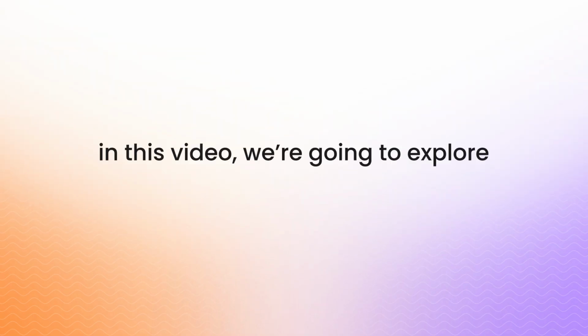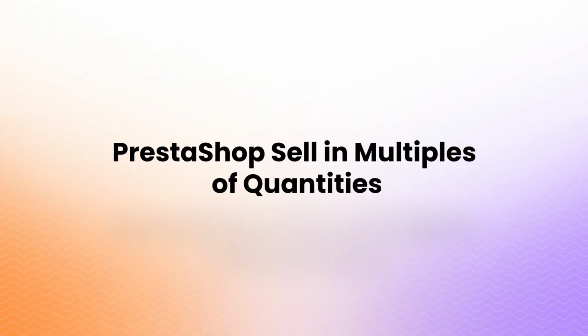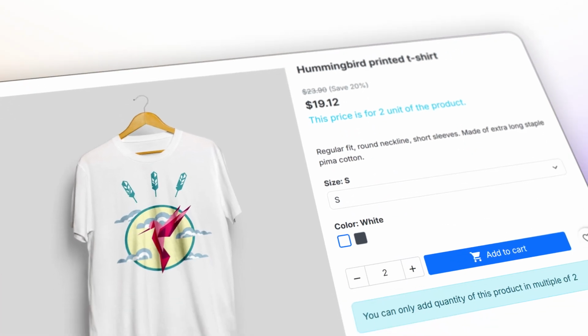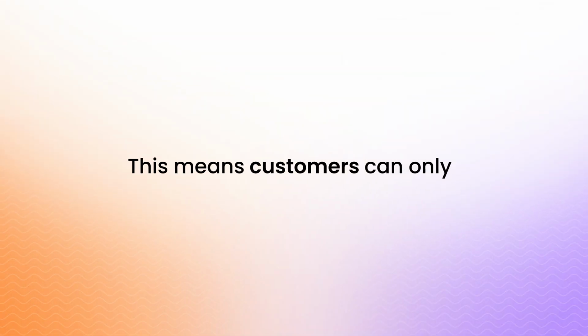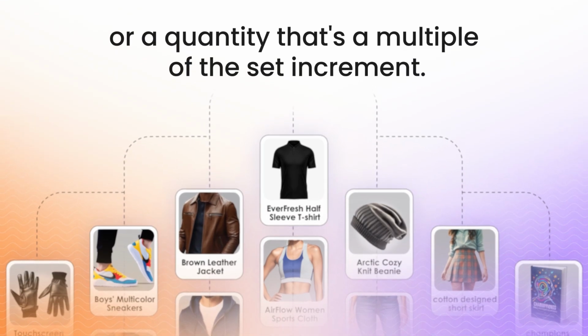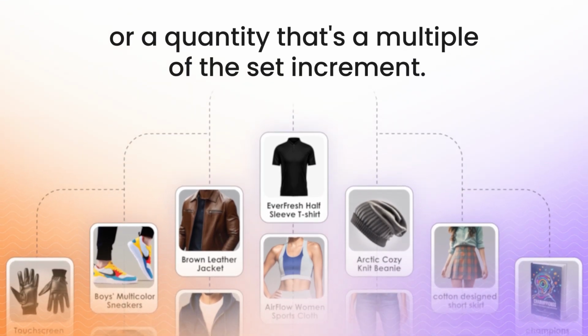Hello everyone, in this video we're going to explore the PrestaShop Sell in Multiples of Quantities module. This module is useful for merchants who want to sell products in set minimum quantities. This means customers can only buy the minimum, maximum or a quantity that's a multiple of the set increment.